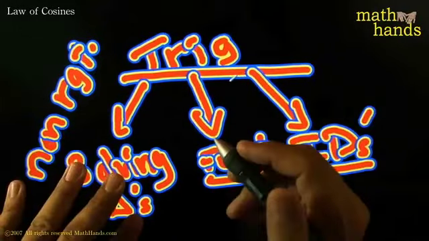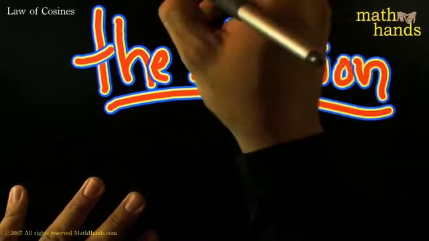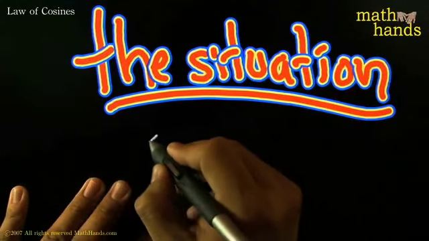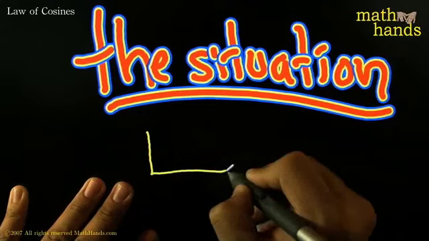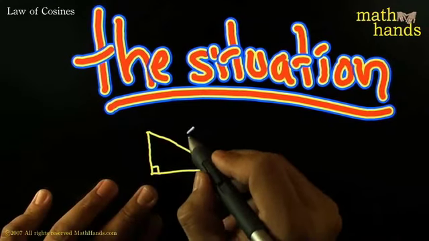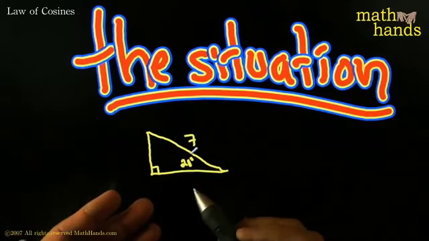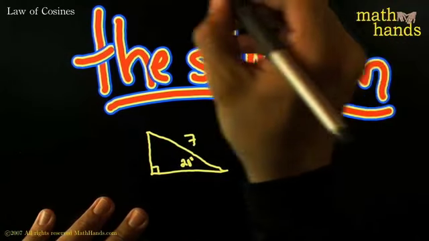Okay, so let me tell you the situation. The situation goes like this. If we have a right triangle, for example, this one, and we have three items given. One of the angles, and say one of the sides, and say another one of the angles. Say this is, I don't know, 20 degrees. Then it's all over, because from here we can figure out the rest.